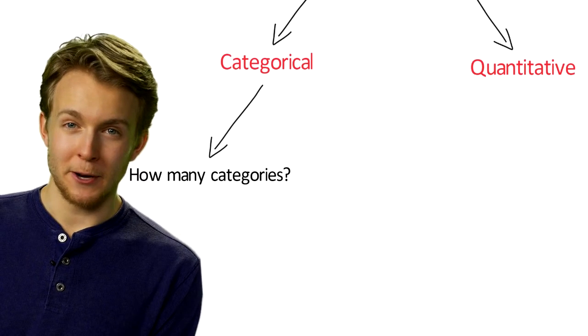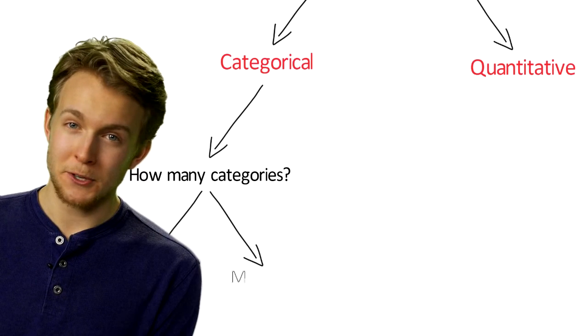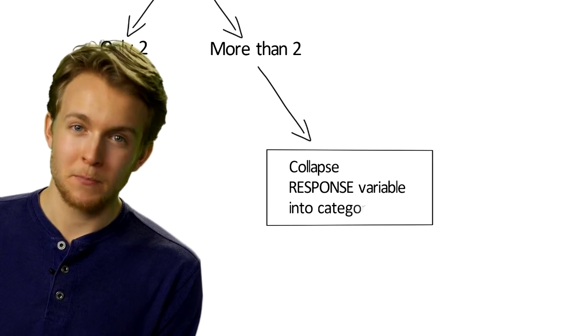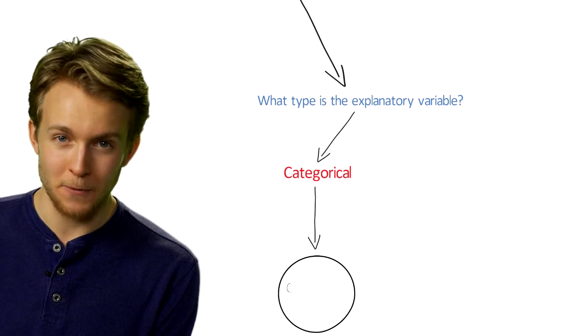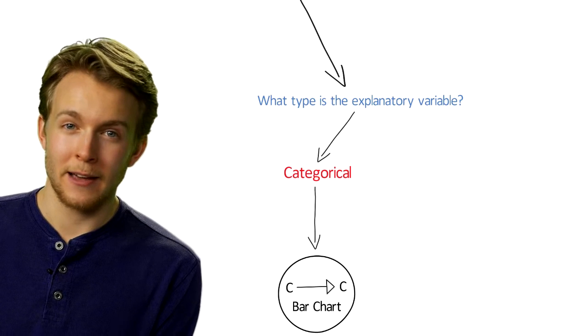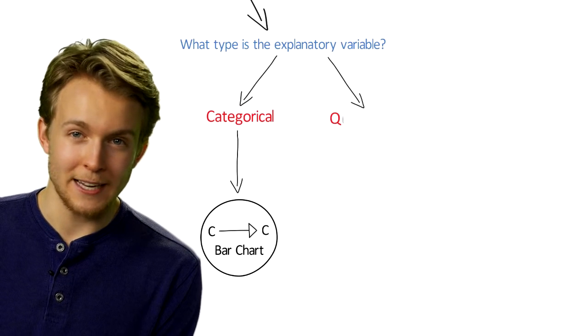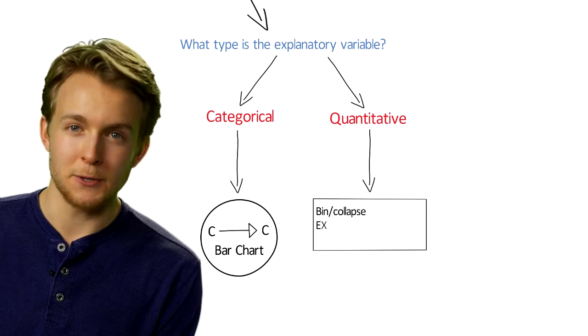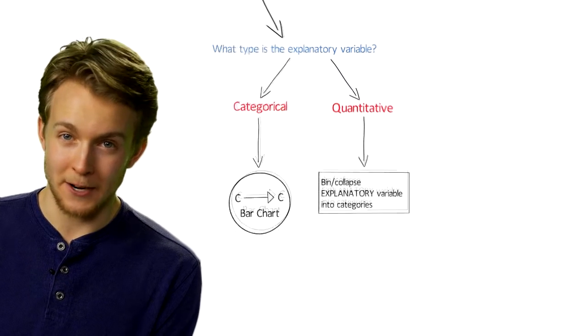Because our response variable was categorical with more than 2 categories, we needed to collapse it into only 2 categories. And because our explanatory variable, ethnicity, was categorical, we created a categorical by categorical bar chart. Had our explanatory variable been quantitative, we would have needed to bin or collapse that variable into categories before creating the categorical by categorical bar chart.